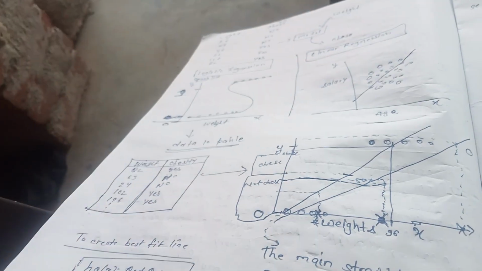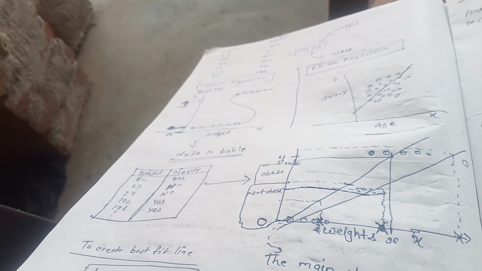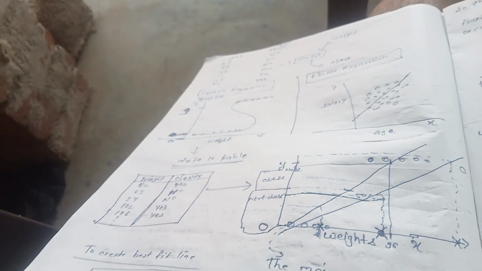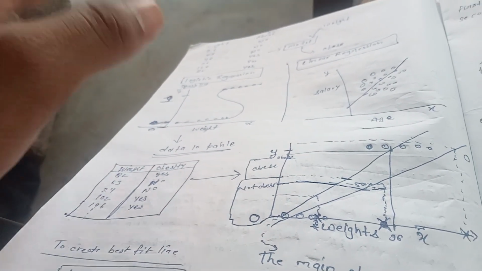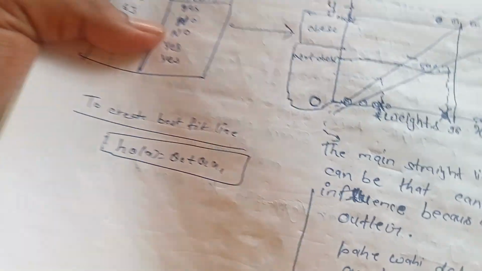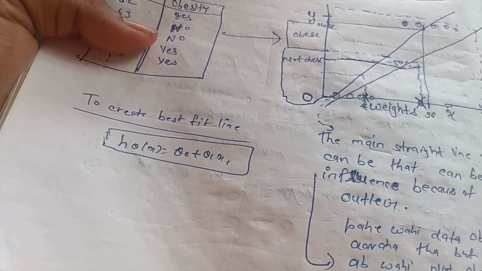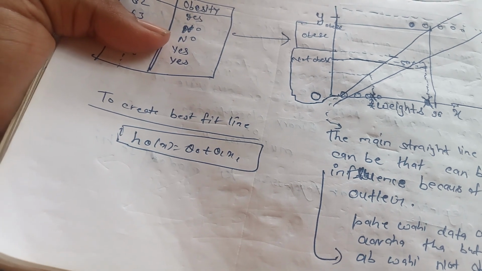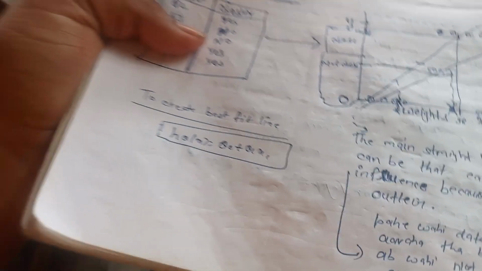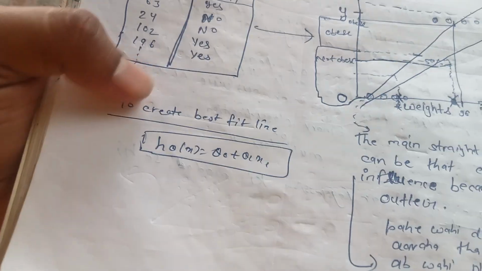अब नहीं आ रहा है, नॉट ऑलवेज आ रहा। क्यों? क्योंकि वो हमारे पास आउटलायर है। तो आउटलायर हमारी मेन लाइन को अफेक्ट कर देता है, ठीक है, किसमें? लॉजिस्टिक रिग्रेशन में। तो आउटलायर अफेक्ट द मेन स्ट्रेट लाइन, एंड द मेन स्ट्रेट लाइन can be influenced because of an outlier. To create a best fit line, we use theta 0 plus theta 1x.